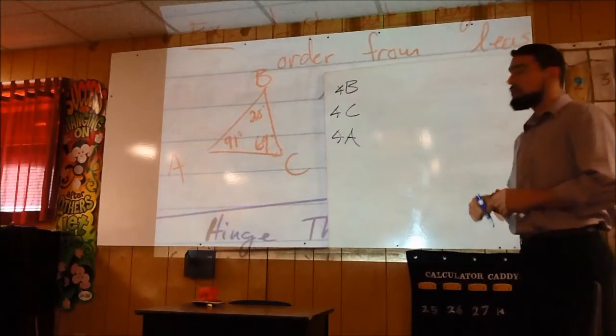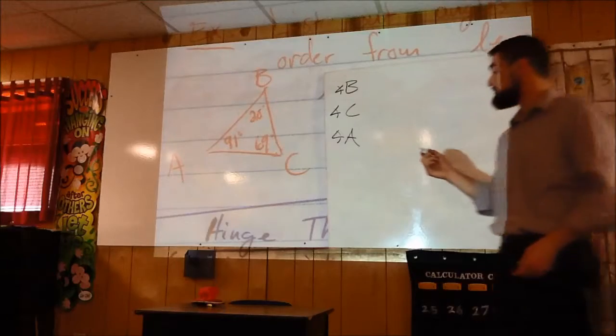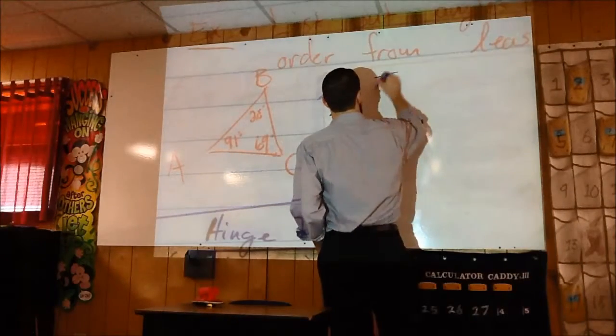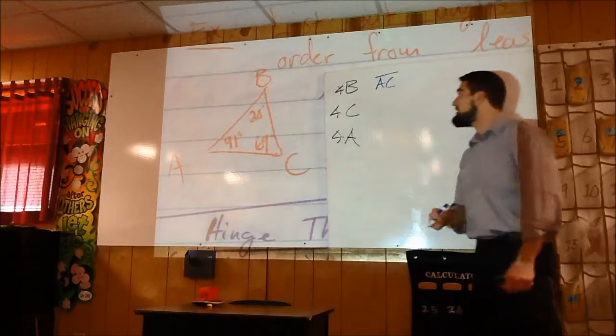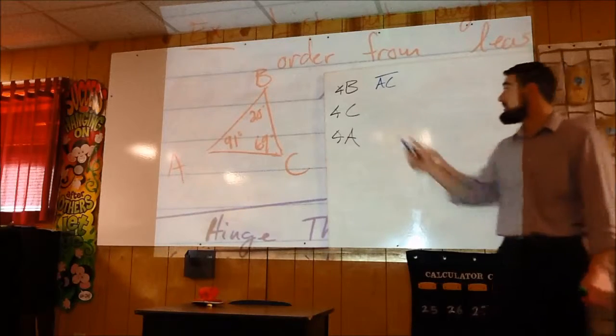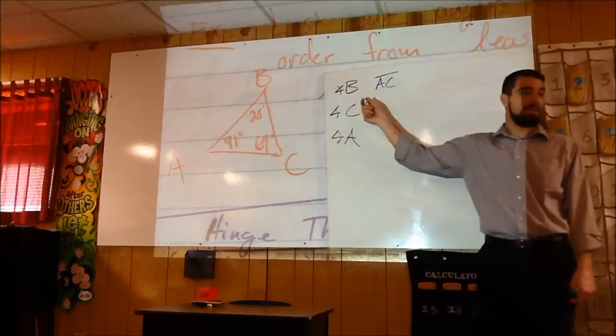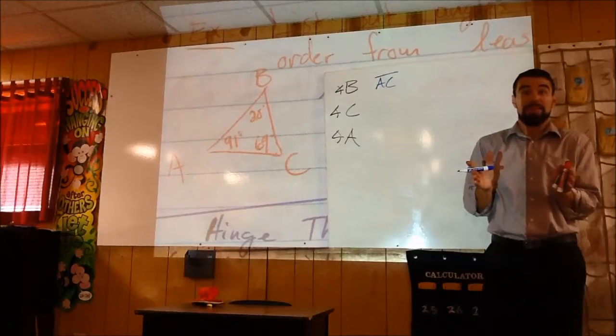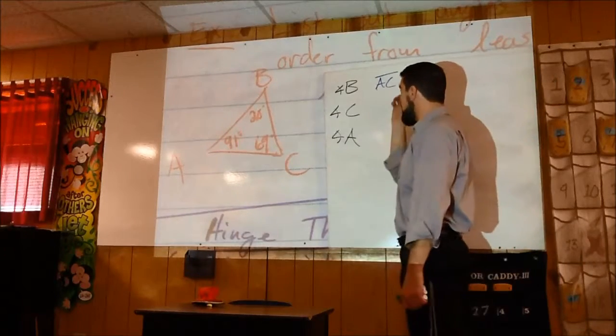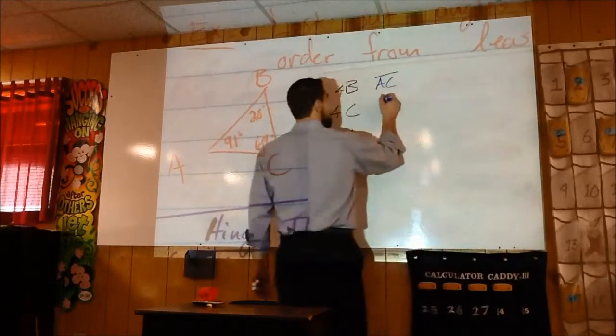So what is going to be the shortest segment in this triangle? Segment AC is going to be the shortest side because it's opposite the smallest angle. So that angle opens up less than the others. And then what is the next segment? The one in the middle?